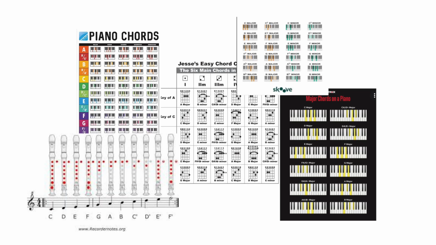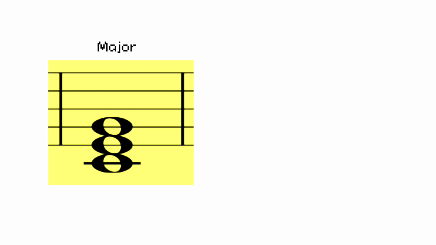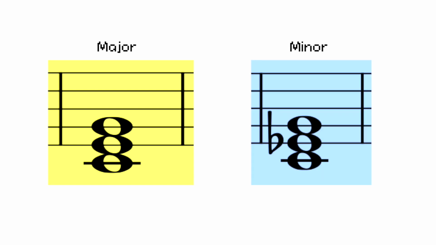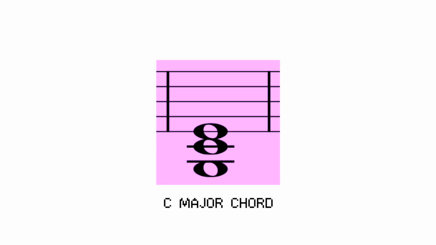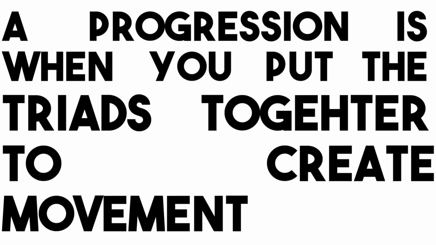There's many kinds of chords that one can make, but the most basic one is the major and the minor one. To most people, this is just called the happy and the sad chord. You can also change it around. Pretty cool. A progression is when you put the triads together to create movement of emotion.